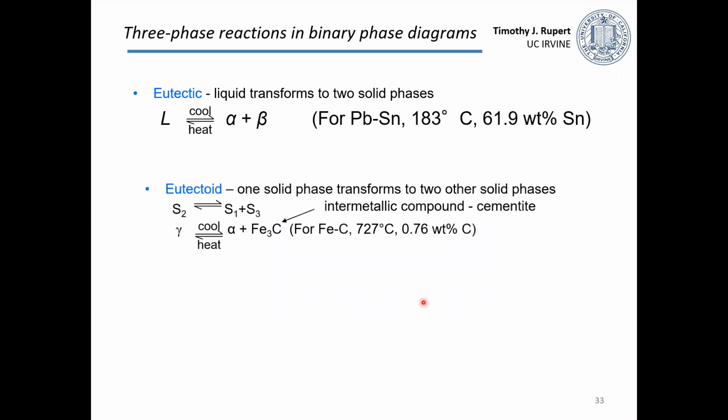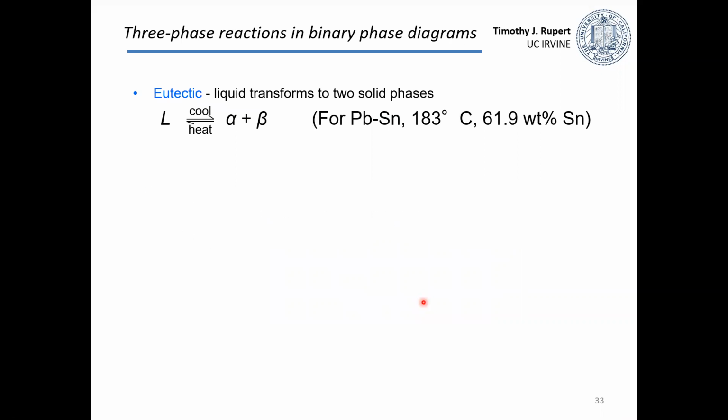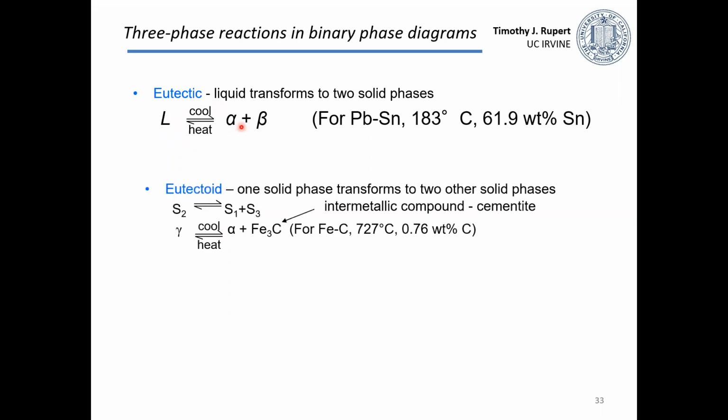So we can think about some of those three-phase reactions that we can have. We already mentioned a eutectic. So this is where a liquid can go to two solid phases. There's lots of other examples. We can have what's called a eutectoid reaction, and this is when one solid phase goes to two other solid phases, right? So lead tin had this eutectic.